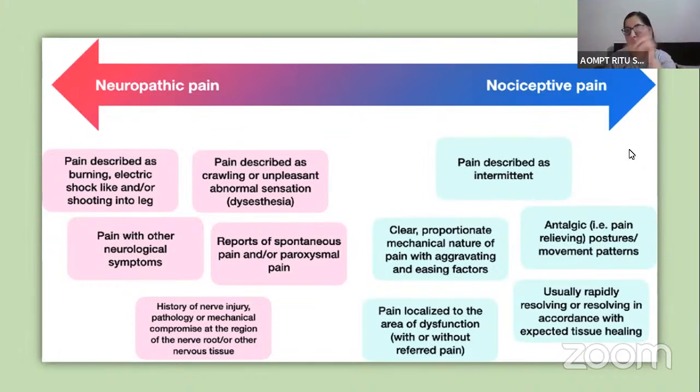But with nociceptive pain, the pain is described as intermittent, with an antalgic, pain-relieving posture or movement pattern, a clear, proportionate mechanical nature of pain with aggravating and easing factors, and pain localized to the area of dysfunction with or without referred pain. So these are the things we clarify between nociceptive and neuropathic pain, by their symptoms and what kind of pain the patient feels. That also gives us the difference between the two.